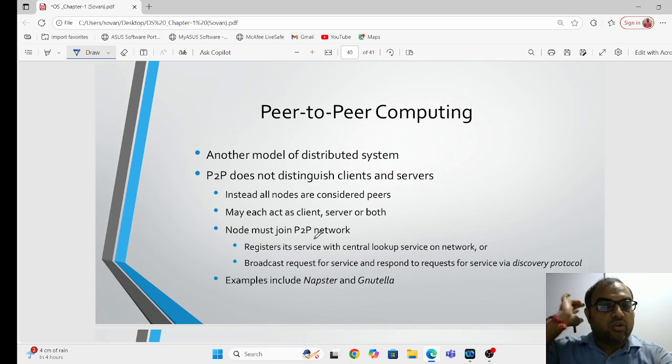Then peer-to-peer computing, that is P2P communications. Suppose there is only one client communicating with one server. That is not distinguished here, so all the nodes are considered as peers. Now at a time, one client will connect to the server, or the server can connect to our clients, and then their communication will be performed.